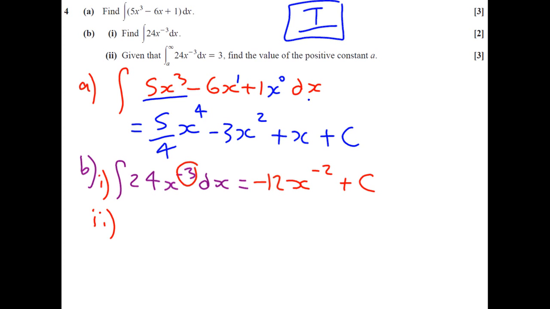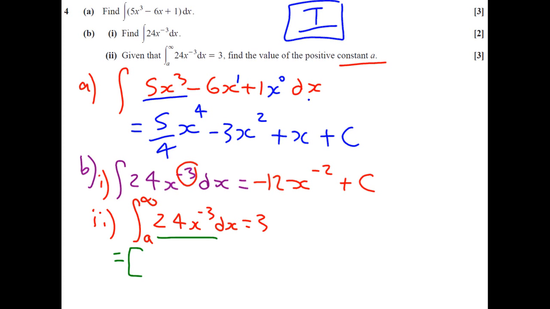Part II. Oh, nice question. Integral from a to infinity, 24x to minus 3 dx is 3. Find the value of the constant a. Right, if we were to integrate this, we would find the integral of 24x to minus 3, which we've already done, minus 12x to minus 2. We would be integrating between infinity and a.